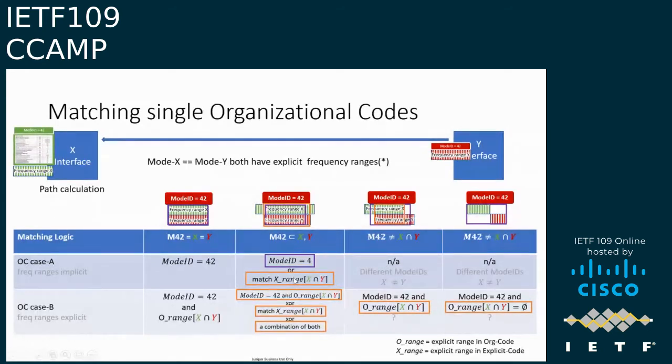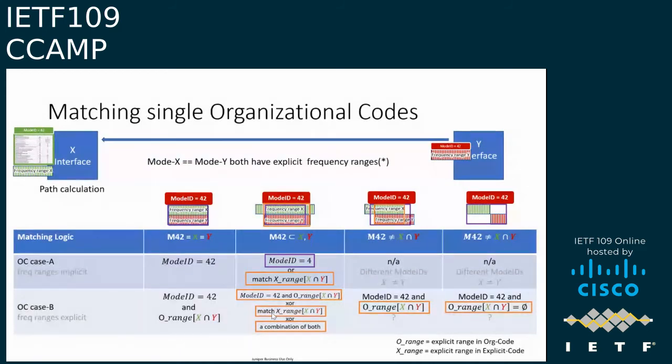Now, if you do the same in case B, primarily you need to match the mode ID and the organizational range. You could also, exclusive OR, do the same matching with the explicit range, which is exactly what is above, and you could do a combination of both because, as has been discussed, the explicit mode has kind of a pointer to organizational code or application codes. So you could have an explicit range defined in the explicit mode that points to an organizational code that has a different range, and it kind of stacks up.